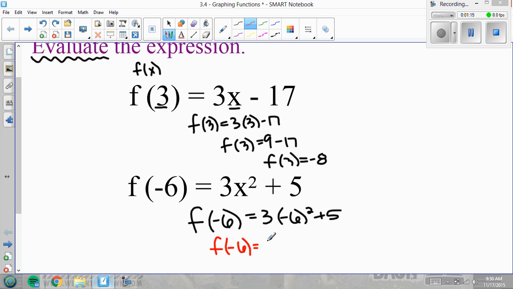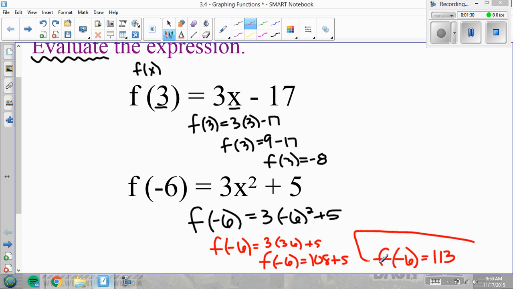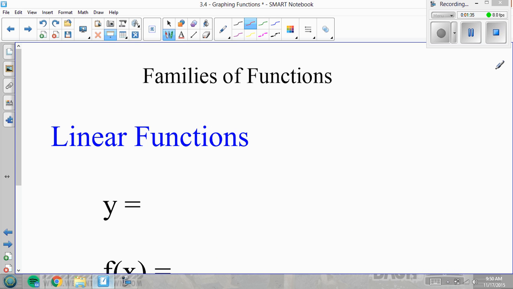Okay, so we know negative 6 squared is 36. So 3 times 36, we get 108. Plus 5, I know my function when evaluated at negative 6 is equal to 113. So now if you can get your notes, okay, we're going to be talking about graphing functions.